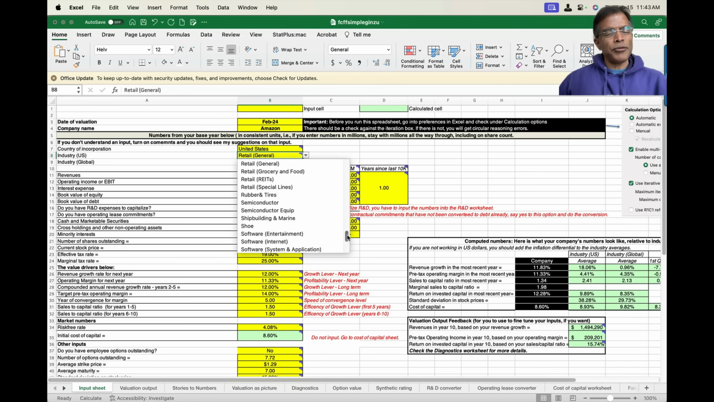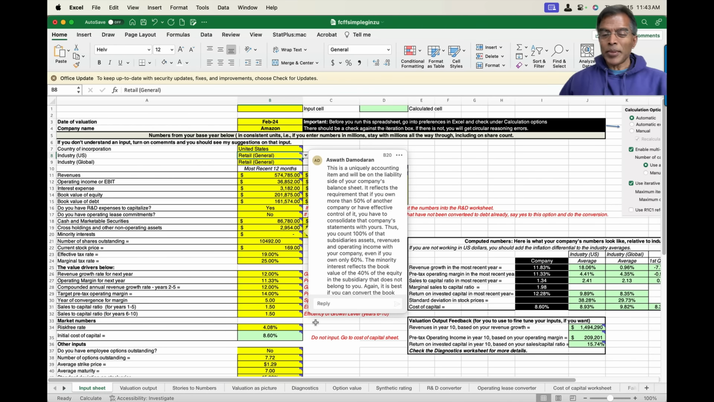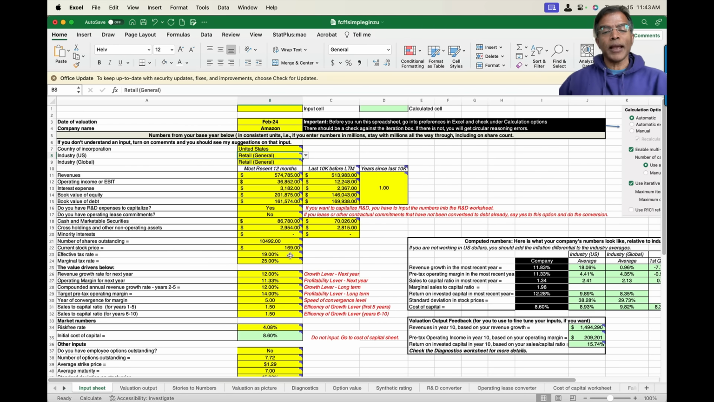As you go through for your company, you might not be quite sure. Make a choice, especially if it's a multi-business company, as to what you think its biggest business is. And guess what? Amazon is not just in retail, it's in entertainment, it's in logistics, it's in the cloud business, but its biggest business is retail. So I picked retail general for both the US and Europe. And as I said, most of the time you're going to pick the same.